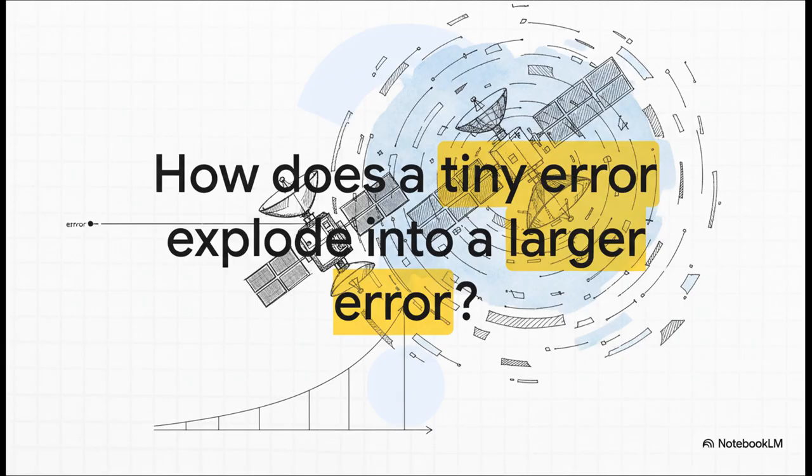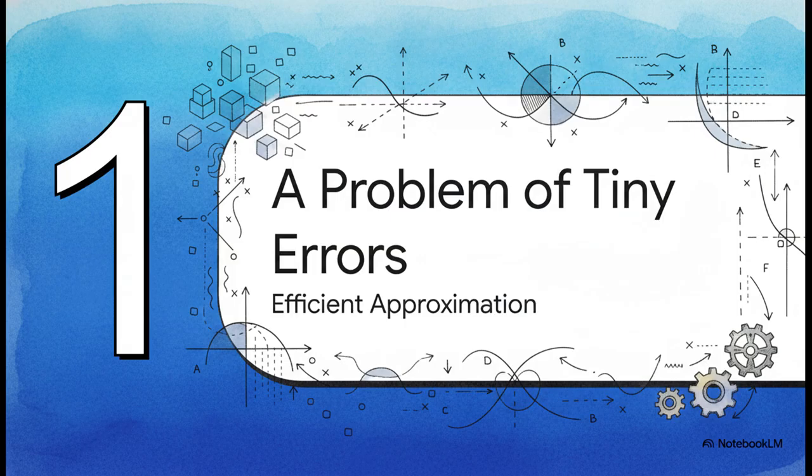Picture this. You're building a part for a satellite. Your measurement is off by just a hair, a tiny fraction of a millimeter. The question is, how much does that little mistake mess up your final calculation for, say, its volume or surface area? It could be a really big deal, right? And that is exactly the kind of problem differentials are built to solve.